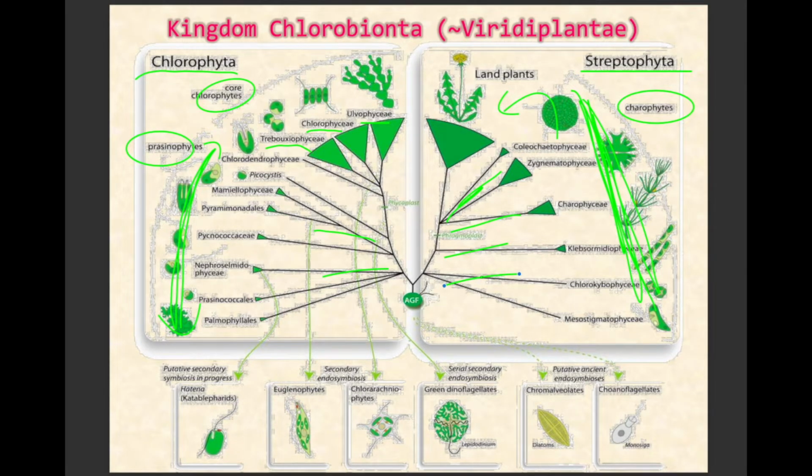So yeah, your charophytes are still algae, but they are not chlorophytes. Let me tell you that. Your charophytes are part of what we call your Streptophyta. And your Streptophyta does not only include your charophytes, but also your land plants. So they're very closely related to each other.